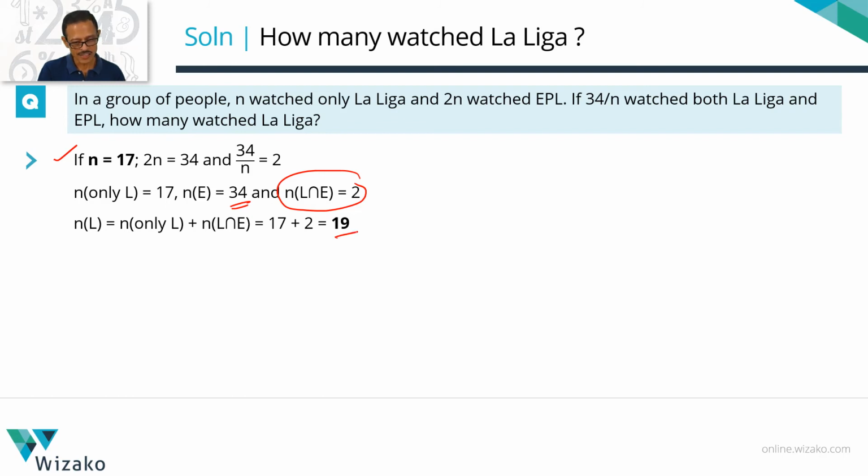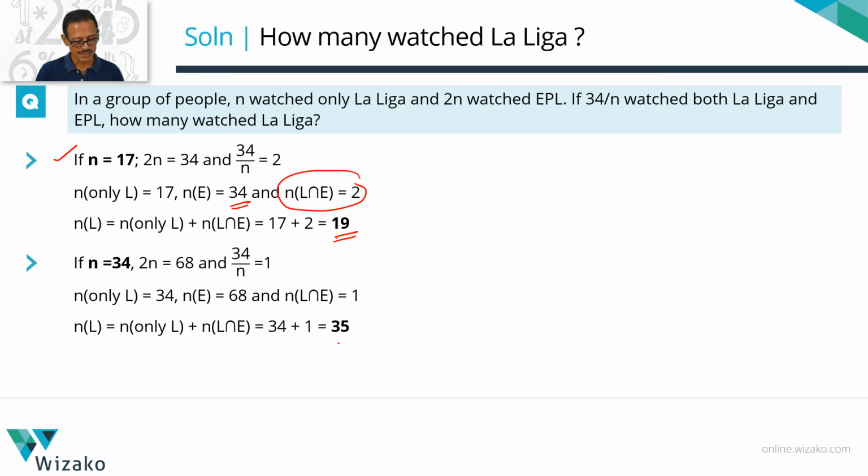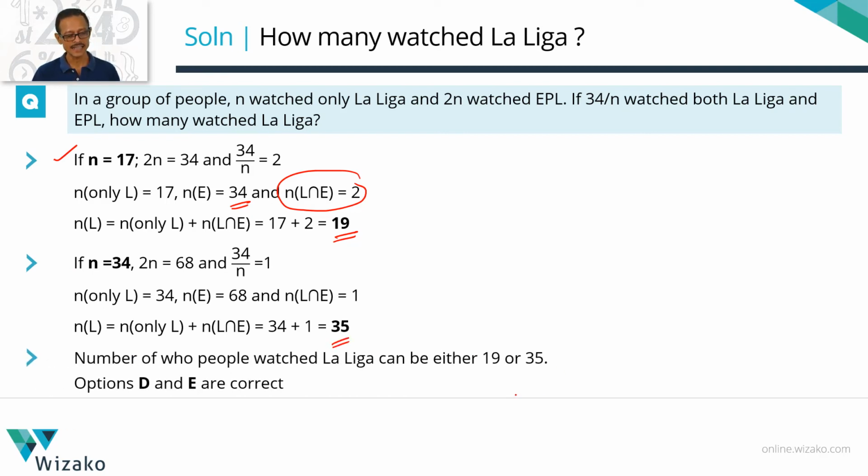In that case, n of L equals 19. Same for n equals 34. We get n of L is equal to 35. Values that n of L can take are 19 and 35. Choices D and E are the correct answer to this question. So this is not just determining n equals 1, 2, 17 and 34. You have to go further to verify that n of L can take those values given the fact that n of L intersection E should not be greater than either n of L or n of E.